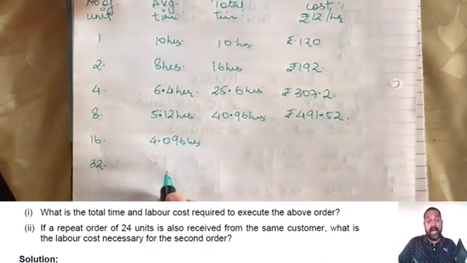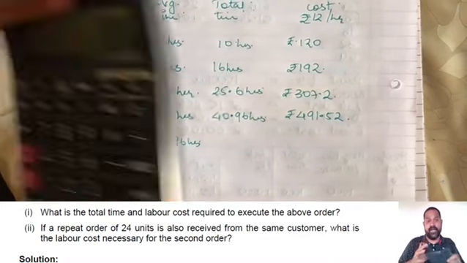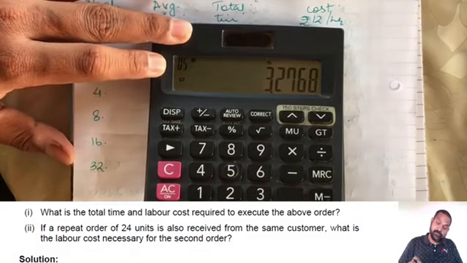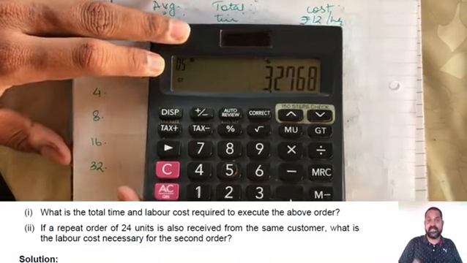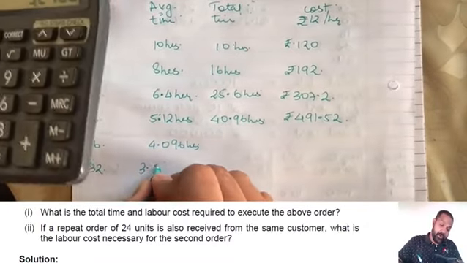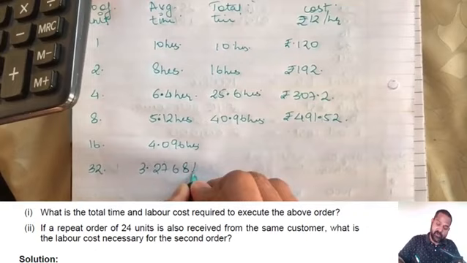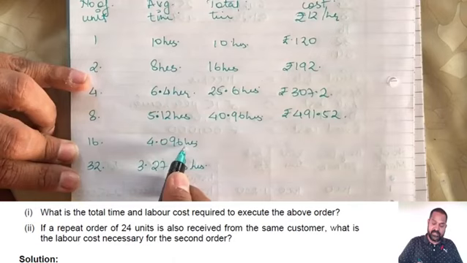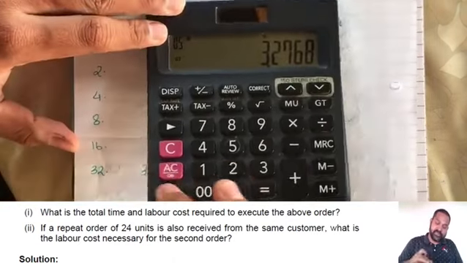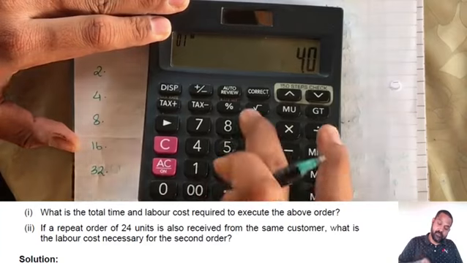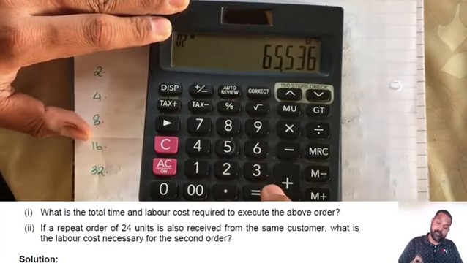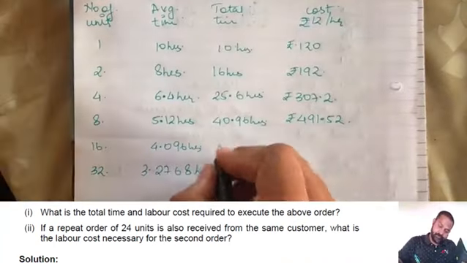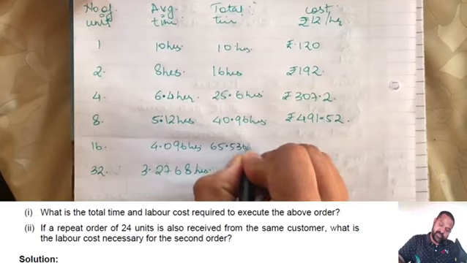And for 32, I am going to take 80% of that. So 80% of 4.096 will be 3.2768 hours on an average. So if the average is 4.096, the total will be 4.096 into 16, which is 65.536. 65.536 hours.